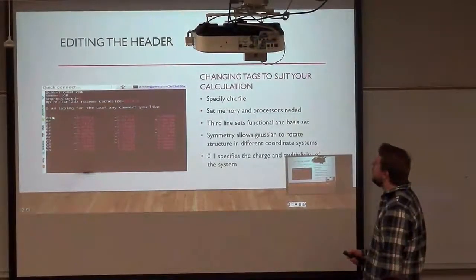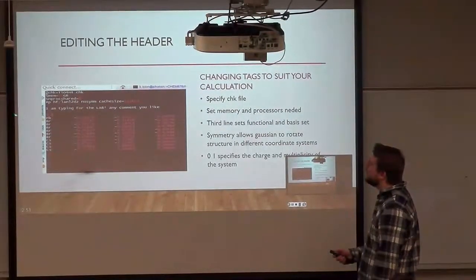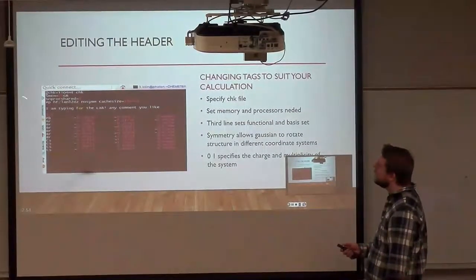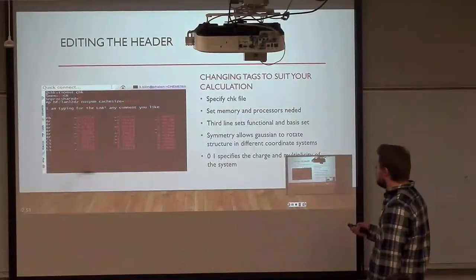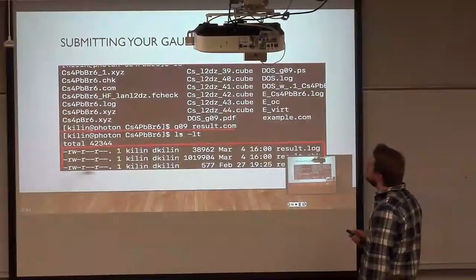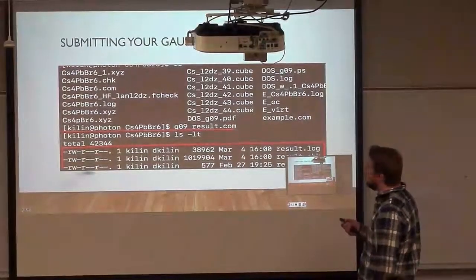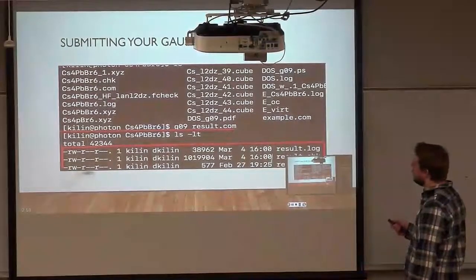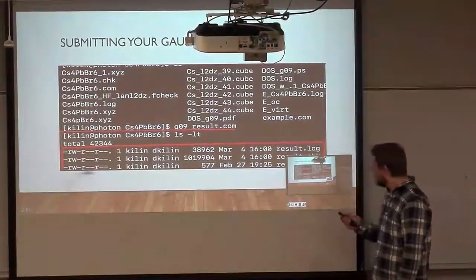And then down here, 0 1 specifies the charge and multiplicity. With this one, there's 0 charge and it's in a singlet state. That's what the 1 is for. If it was a doublet, it'd be a 2. Once you have that, it should be good to go. To submit it, you type g09 for Gaussian 09 and then the name of the input file. After it's finished computing, just type ls -lt and you can see the files it put out for you up top. But that's all I have.